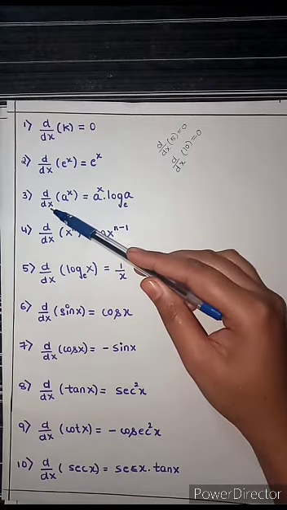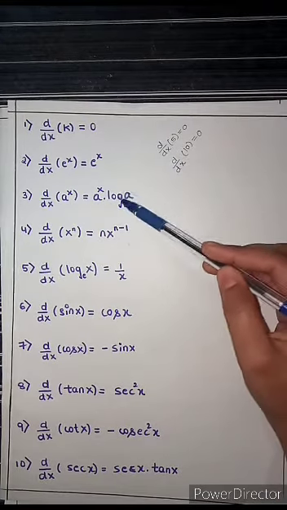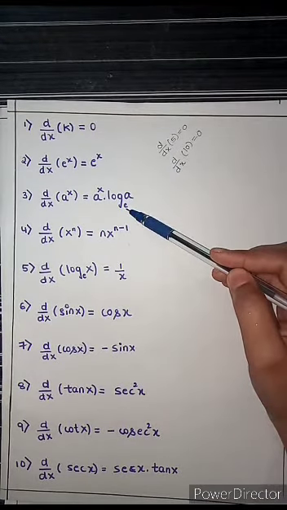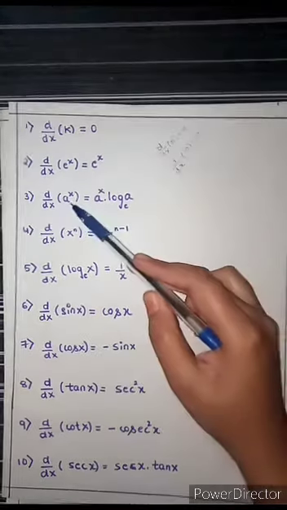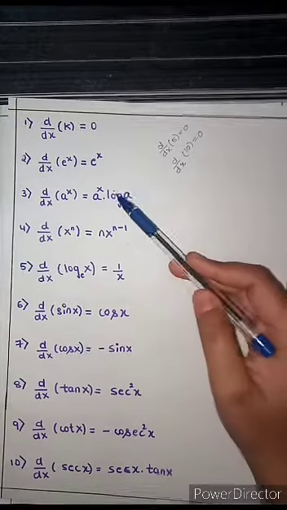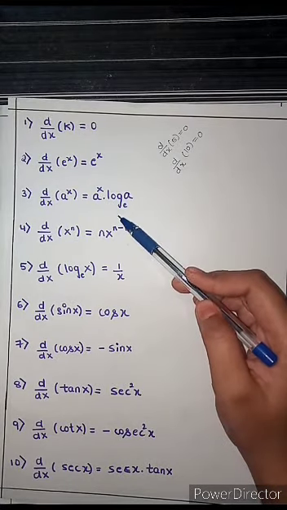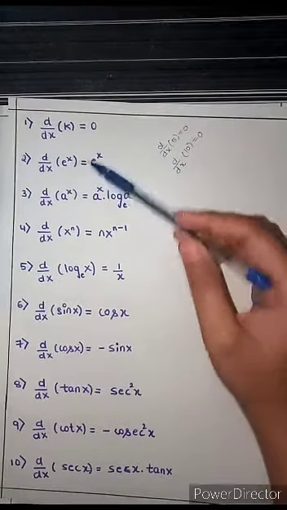Derivative of a power x is a power x log a base e. Here you need to memorize. Simply remember, derivative of a power x, start with a power x only. Along with this, you write log a base e. Okay. Let's revise these three formulas quickly.